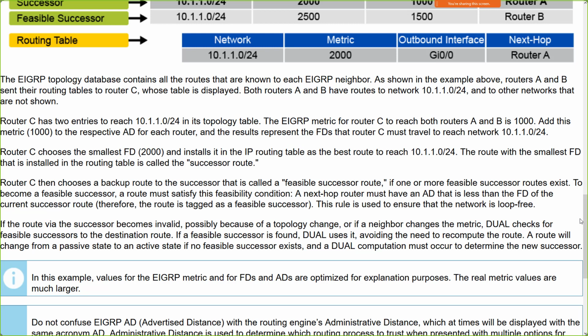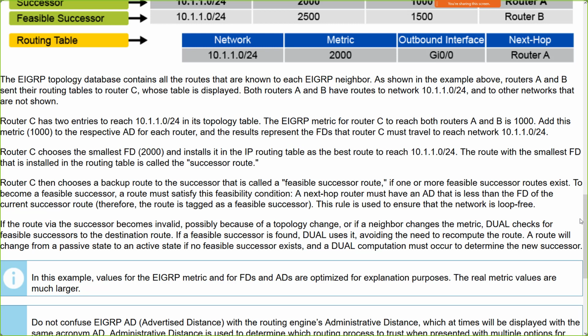So let's kind of break this down. The EIGRP topology database contains all the routes that are known by each EIGRP neighbor. Router A and router B sent their routing tables to router C, and that's displayed in the database. Both router A and B have routes to the 10.1.10/24 subnet and to other networks that aren't shown in the database. Router C has 2 entries to reach 10.1.10. The EIGRP metric for router C to reach both A and B is 1,000. So as far as reaching the neighbor, there's no difference. But again, we have to consider the overall path metric to reach the destination, not just the neighbor.